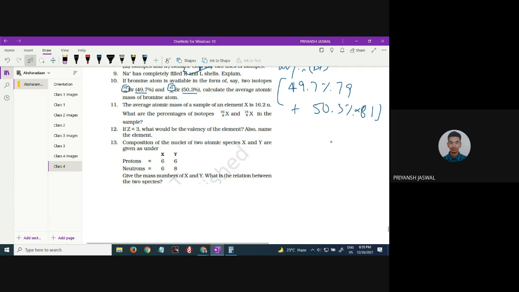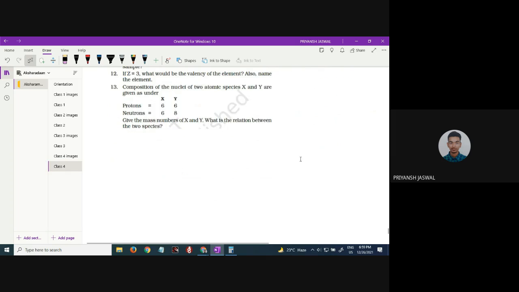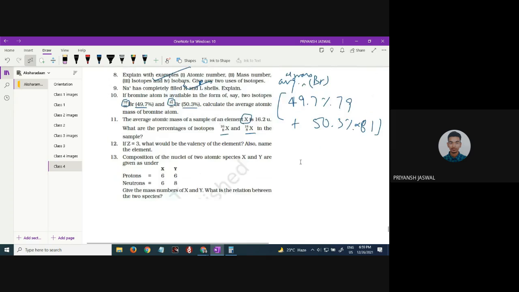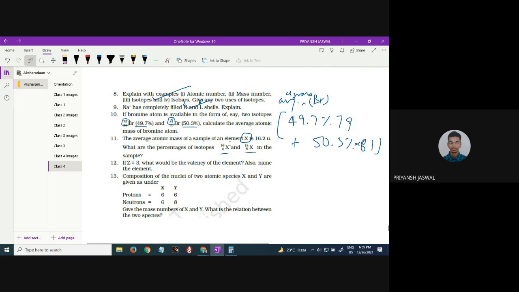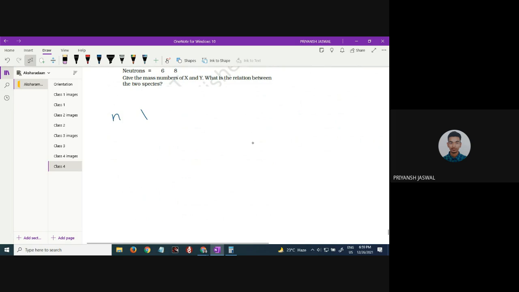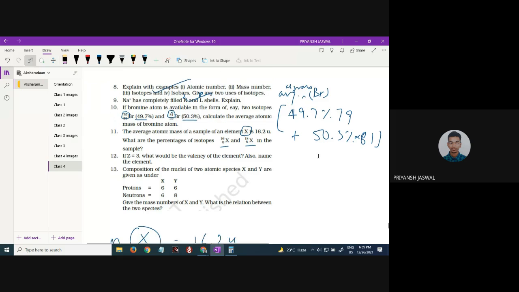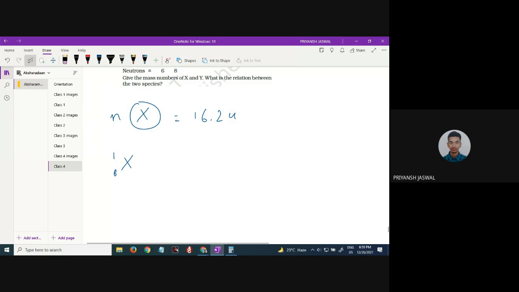The average atomic mass of a sample of an element X is 16.2 u. What are the percentages of the isotopes in the sample? Yeah, this question is good. It says that the average atomic mass of an element X is 16.2 u, and its isotopes are 8X16 and 8X18. So what is the percentage of these? It is easy to calculate.